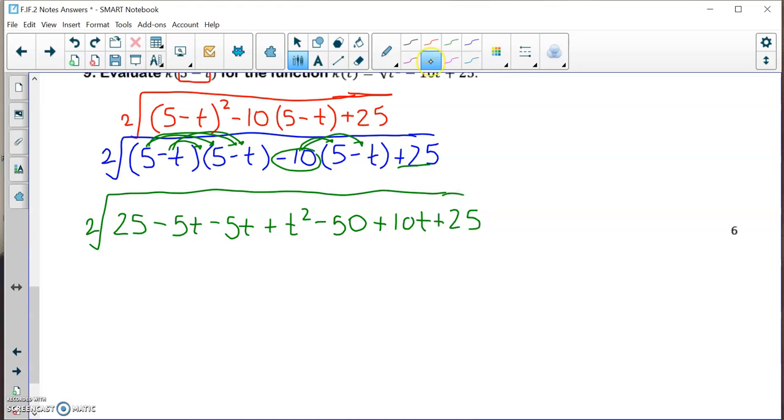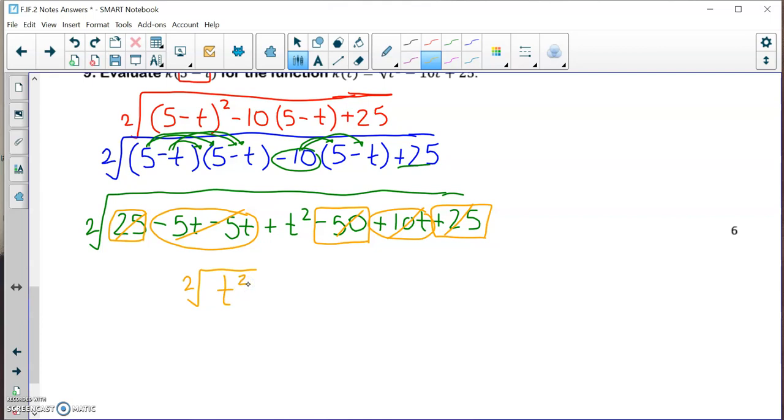Combining like terms, I have a 25 minus a 50 plus a 25. Those cancel out. I have a negative 5t minus a 5t plus a 10t. Those also cancel out. So I really just have the square root of t squared, which we've done the square root of a variable squared before.